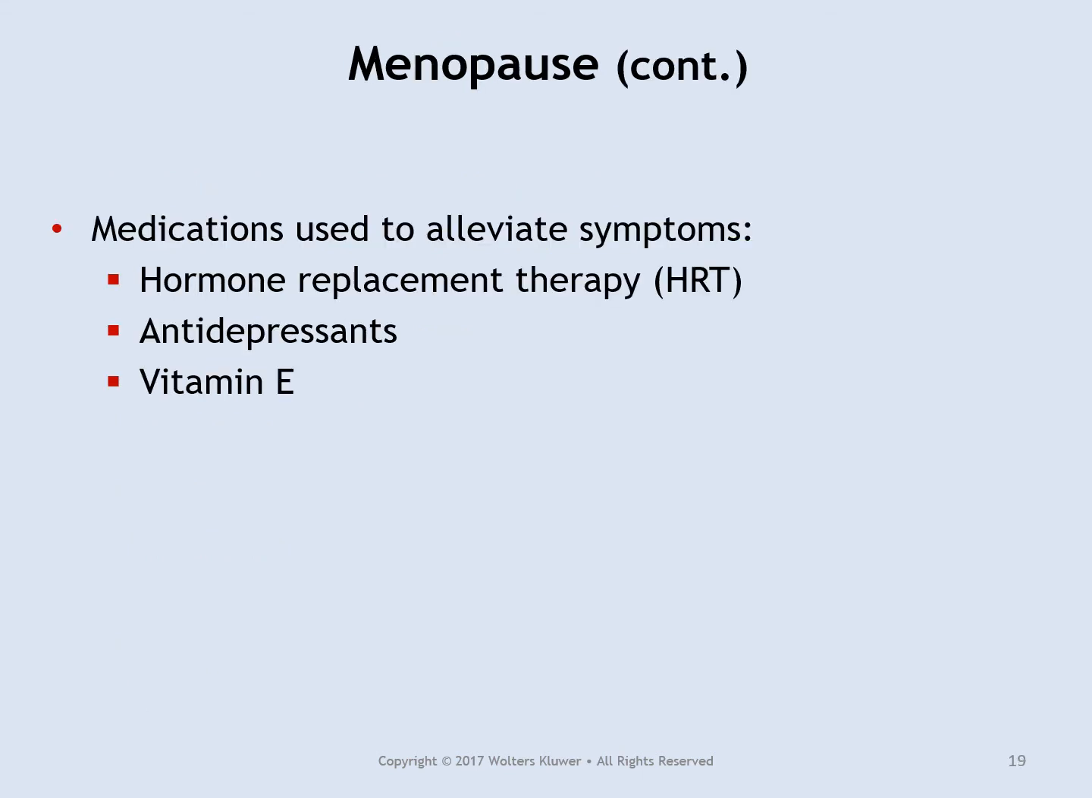Things that may help relieve menopause are hormone replacement therapy. It used to be a lot more popular than it is now. Studies found that replacing female hormones can predispose someone to cancers. And then antidepressants to control unstable moods that can be associated with the loss of hormone levels.